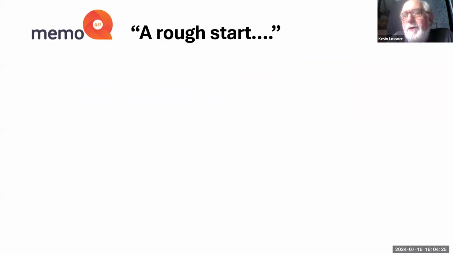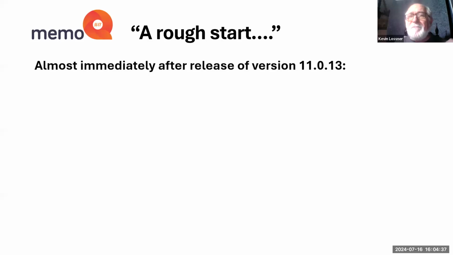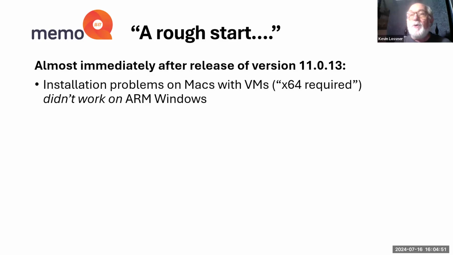Well, memoQ 11, for me at least, seemed to get off to a little bit of a rough start. Although part of that was a coincidence. Almost immediately after the initial version of memoQ 11 was released, that was build 13, or in the memoQ numbering system, 11.0.13. People who were using memoQ in a virtual machine on a Mac, usually with these M1 chips, which apparently require a version of Windows 11 called ARM Windows.